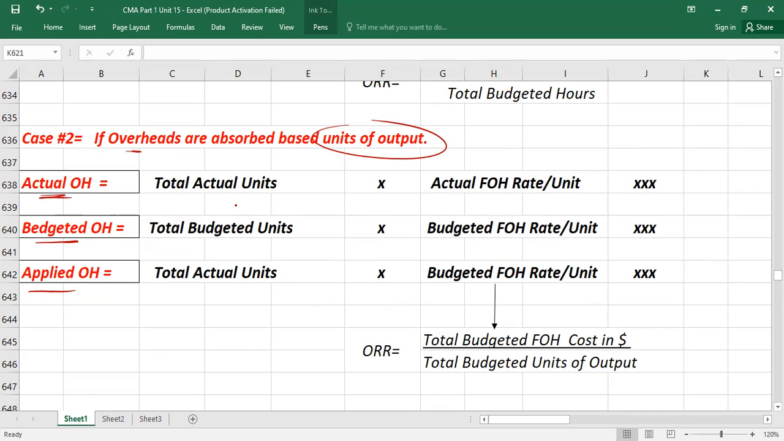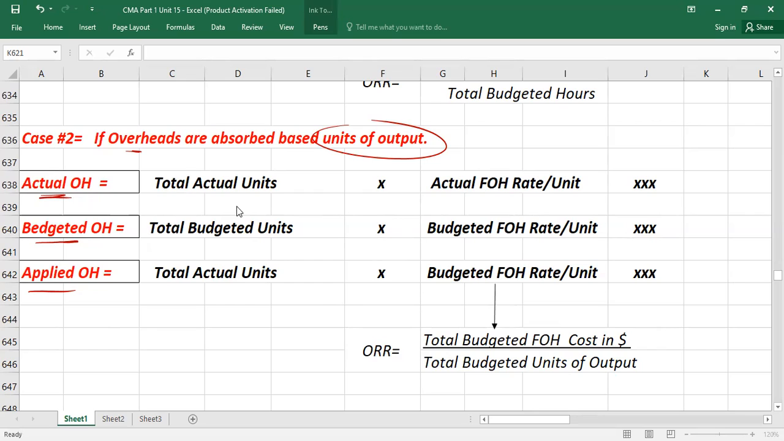So now please concentrate. And at the end, I'll tell you just 10 lines on variance. These are the 10 lines for variable and fixed overhead. That should be in your mind while solving questions. So here we go. How to find it?